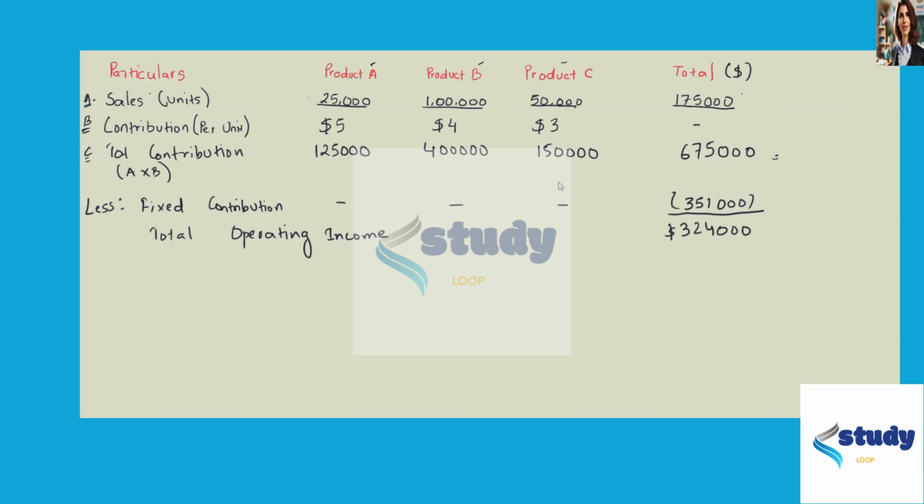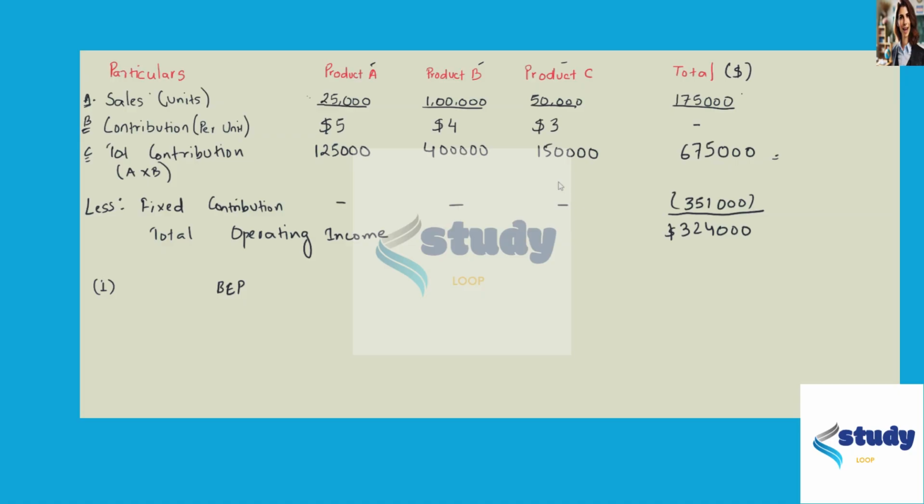Okay. Now, the first part of the question, they are asking that if the sales mix is maintained, that is, if out of 175,000 units product A is 25,000, product B, the beer mug B, is 1 lakh, and similarly product C is 50,000, then what is our break even point in units. So we know that if there is a question of sales mix, in order to find the break even point, we need two components. BEP is our break even point.